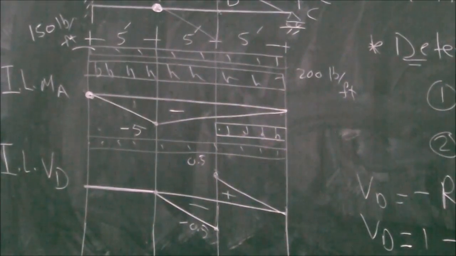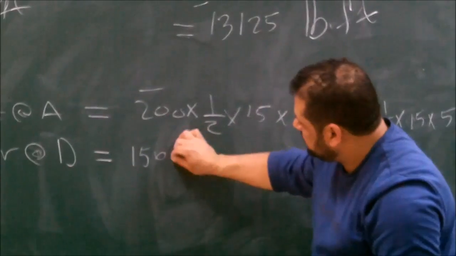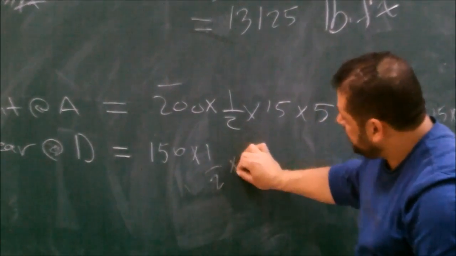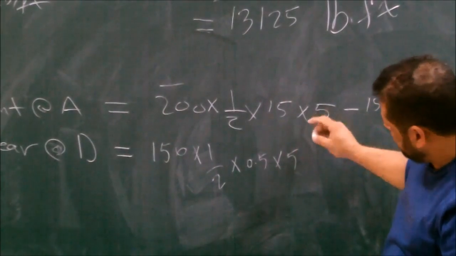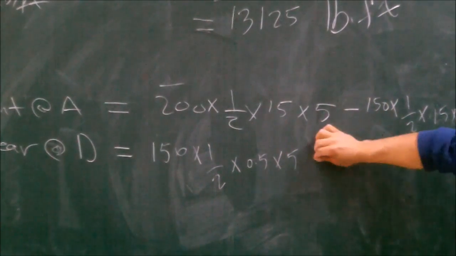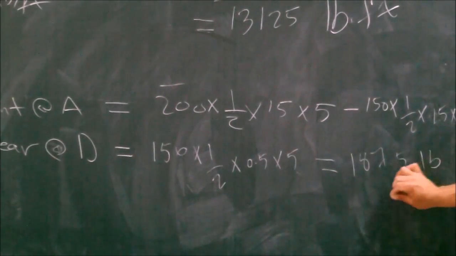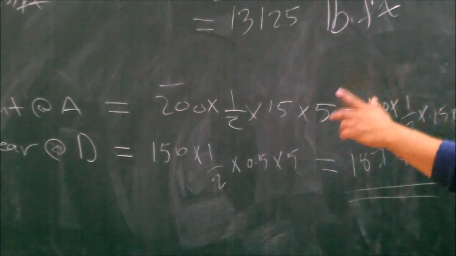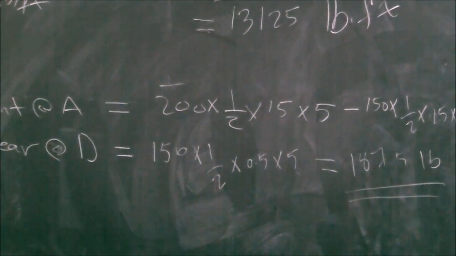The dead load shear will be 150 times half times 0.5 times 5. That's it, half times 0.5 times 5. Fine, that's a positive shear there. How much is the negative shear? When you do the live load, it is only here.